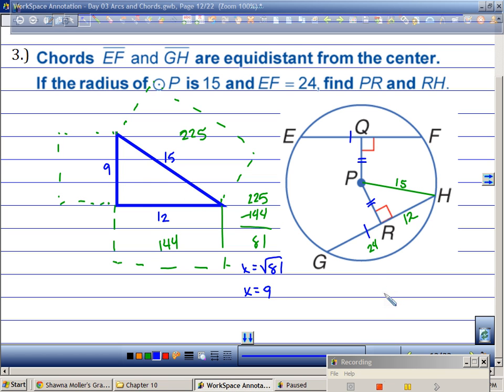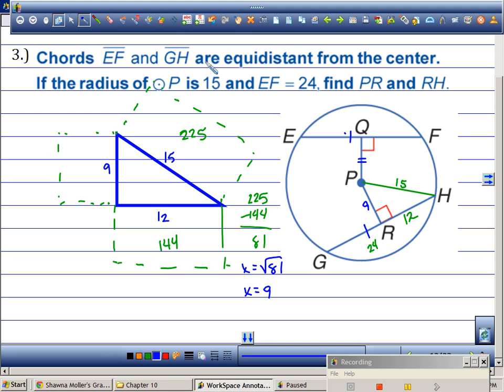Did we answer what we were looking for? If this is 9, did we answer it? That's your last step. You have to go back and make sure, did you answer what the question was asking you? Because there's several steps to these problems, right? So it says, find PR and RH. I found RH, I found PR, I'm done. Good job, guys.